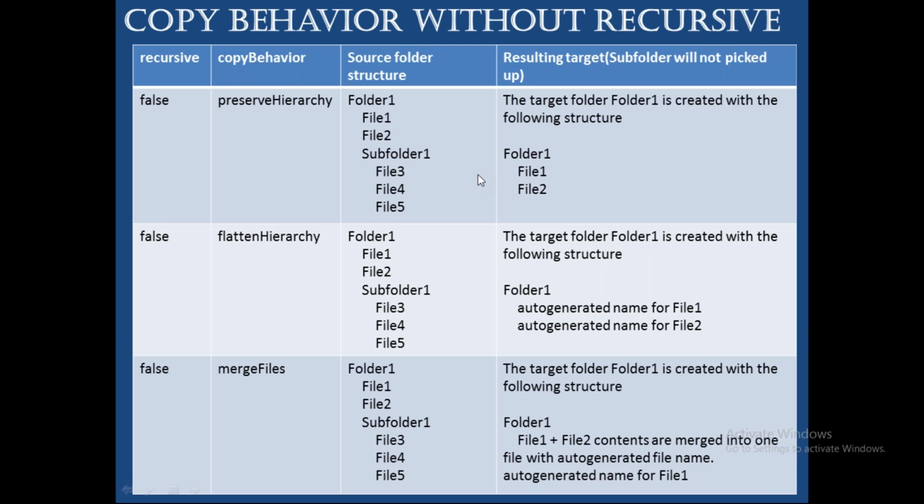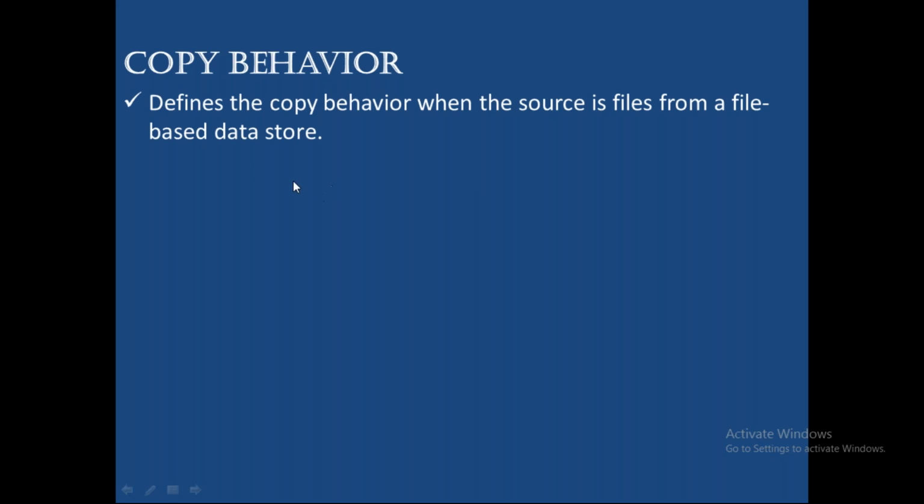Okay, so I have given an example. Now you see: define the copy behavior when the source is files from a file-based data store. What it means is you are trying to copy data from data stores which store files. For example, you cannot use these options for your SQL database and tables, and other things. But you can use these copy behavior options whenever you are copying files.